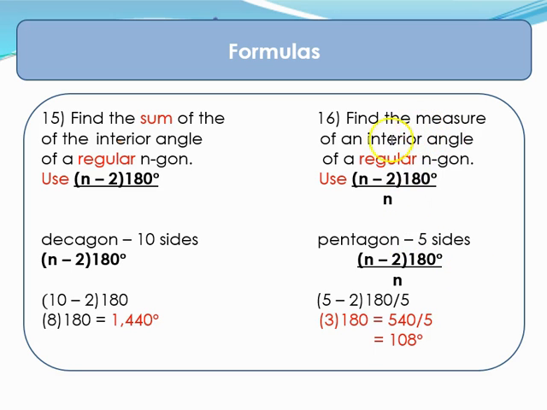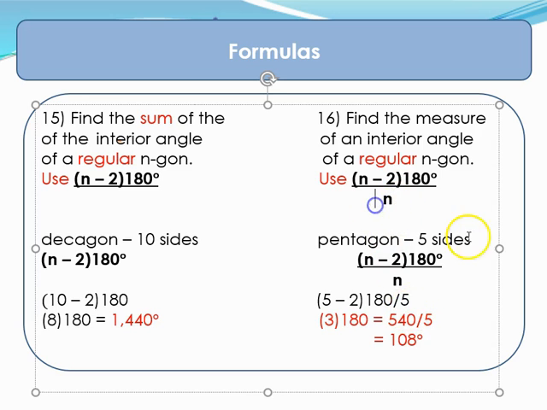If you want to find one interior angle of a pentagon that has 5 sides, that would be 5 minus 2, which is 3 triangles, times 180, equals 540. But because we have to find each individual angle, we're going to divide by the number of sides, and that gives us 108 degrees.